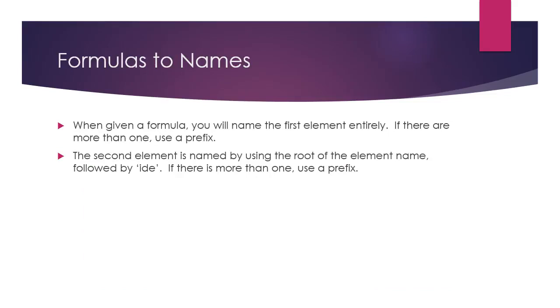The rules for naming compounds are really pretty straightforward. When you're going from a formula to a name, you list the first element with its name completely spelled out. And of course, if there is more than one of them, you use a prefix. The second element is named by using the root of the element name followed by IDE. And once again, if there is more than one of these, you use a prefix.